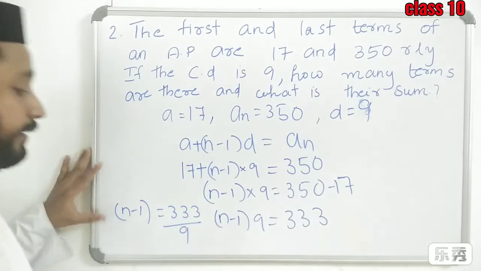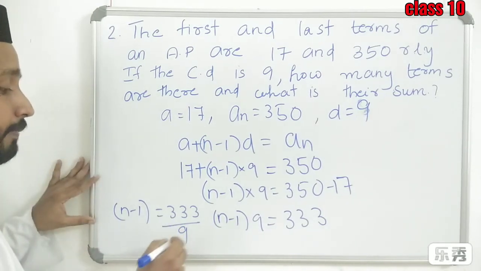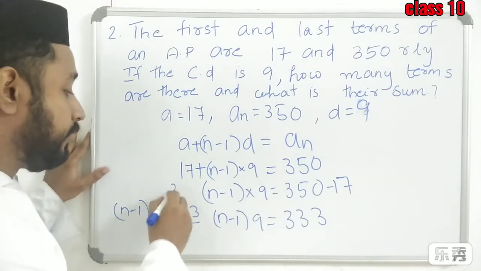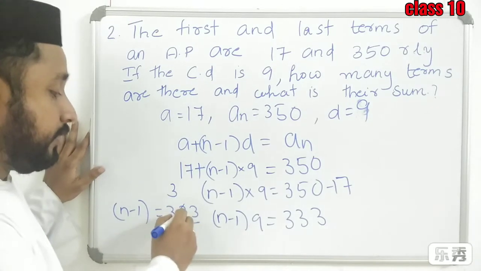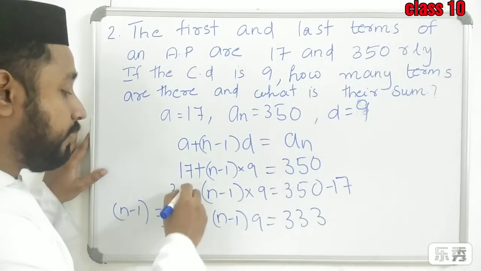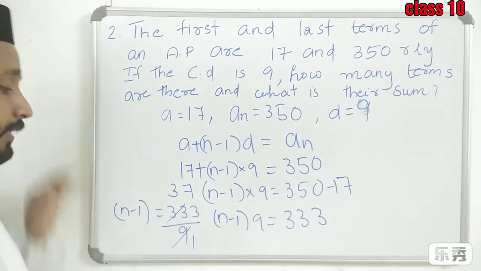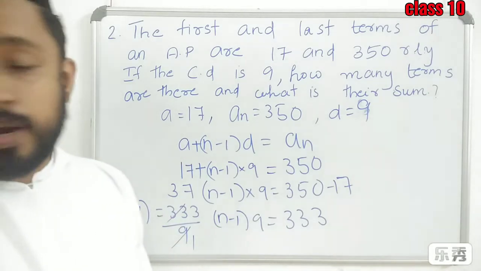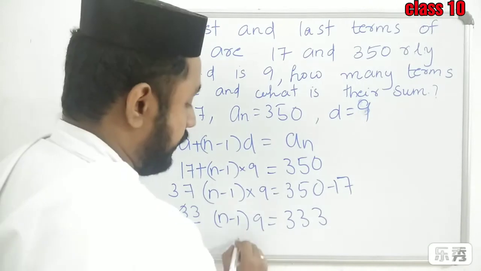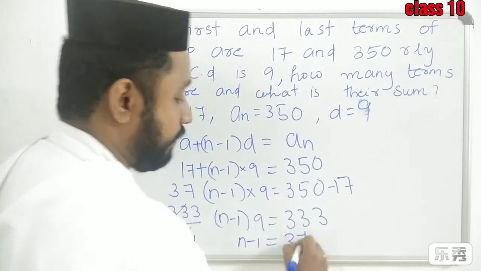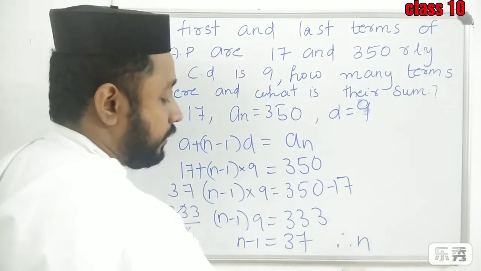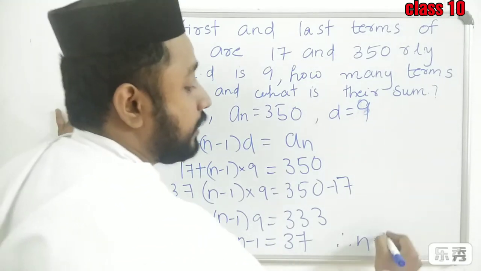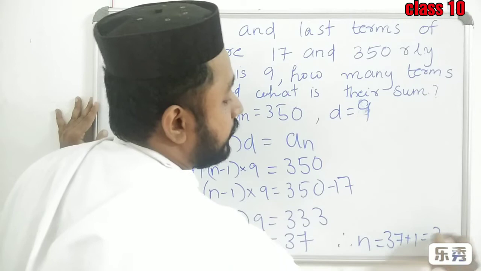So n minus 1 is equal to 333 by 9. What is the answer? 3 into 9, 27. Remainder is 6, bring down 3, 63. 9 into 7, 63. So 333 by 9 gives 37. So n minus 1 is equal to 37, therefore n is equal to 37 plus 1, because minus 1 goes to the RHS as plus 1, which is equal to 38.